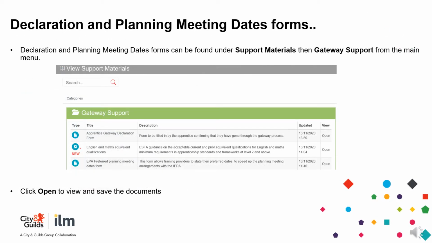Declaration and planning meeting dates forms. Declaration and planning meeting dates forms can be found under support materials and then Gateway support from the main menu. Click Open to view and save the documents.